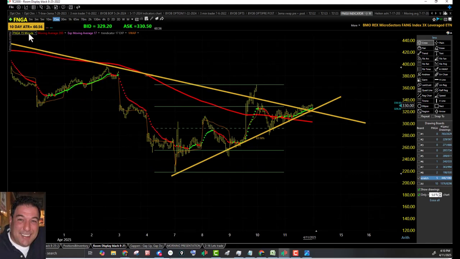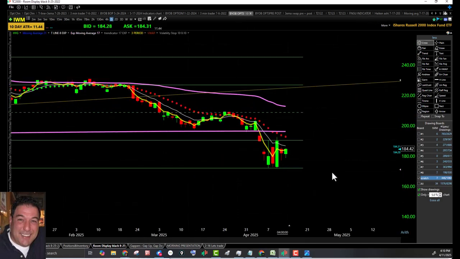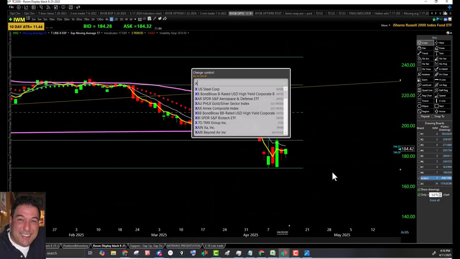All right, we follow FNGA because it's got 10 of the most weighted securities in the QQQ and the SPY. All right, so we follow that quite often. So that's FNGA. Let's take a look at a few sectors. First sector we'll look at is XLE.